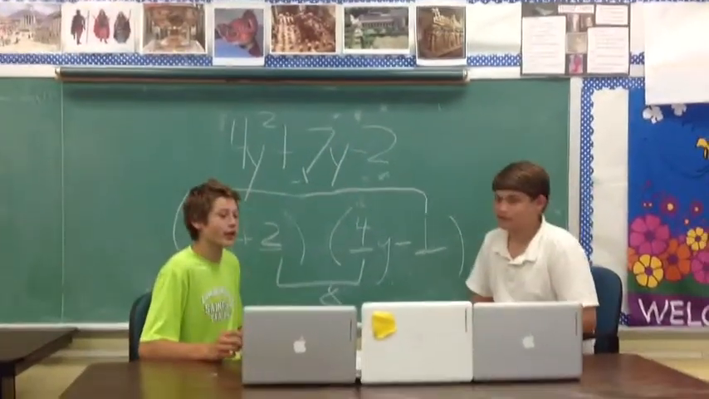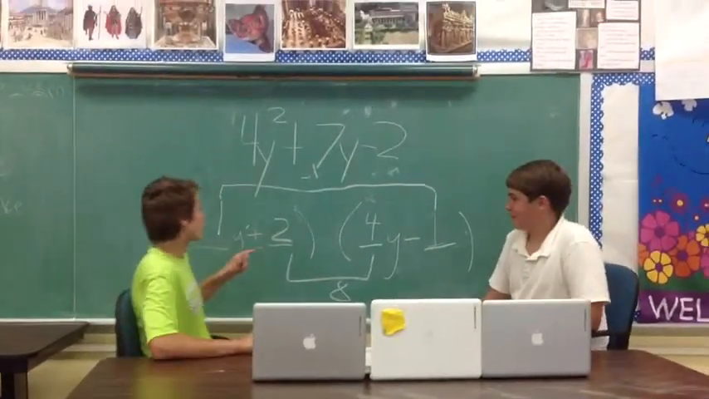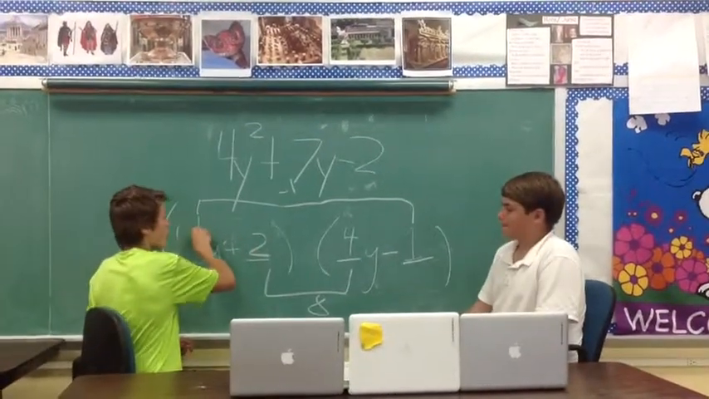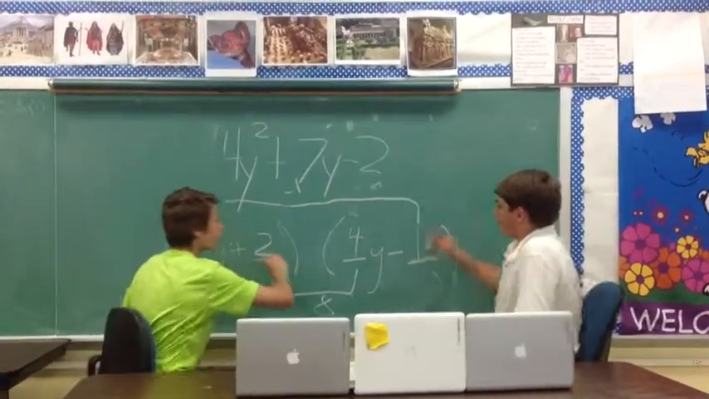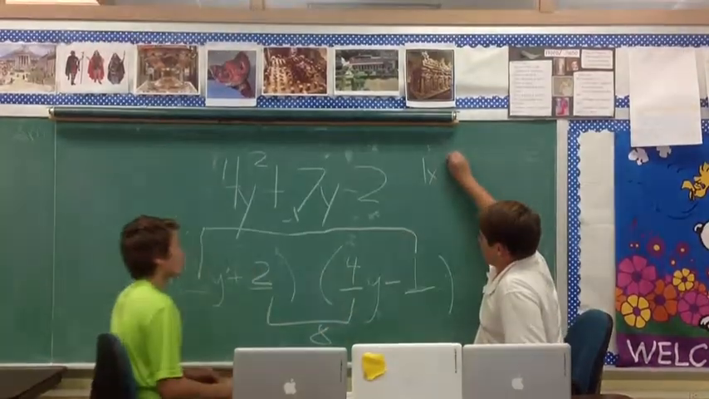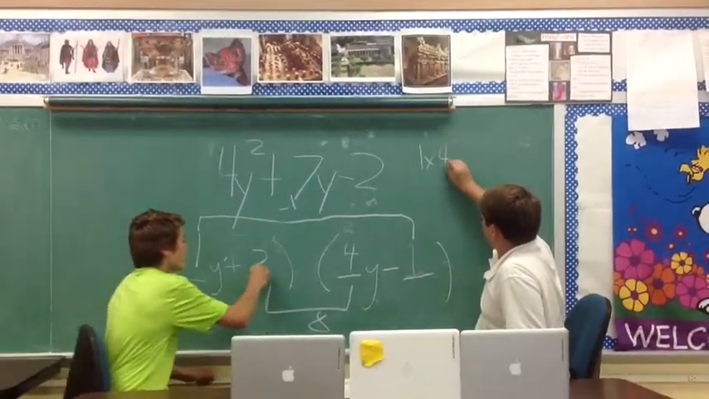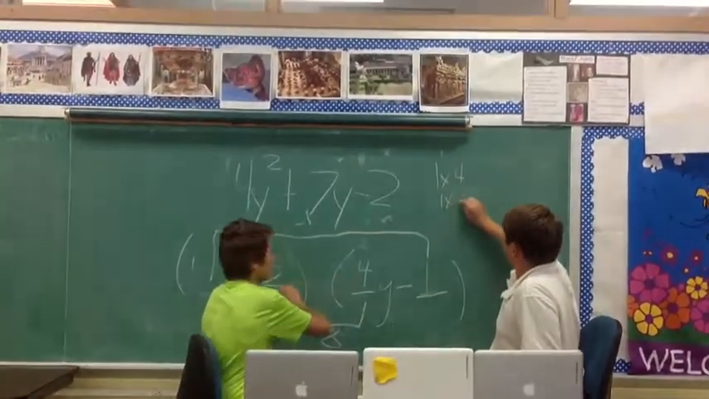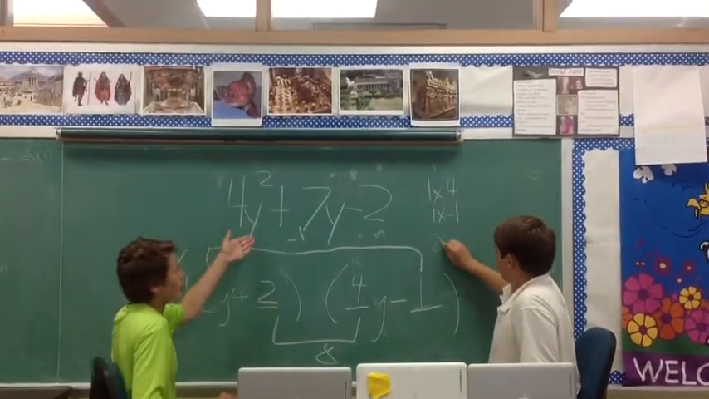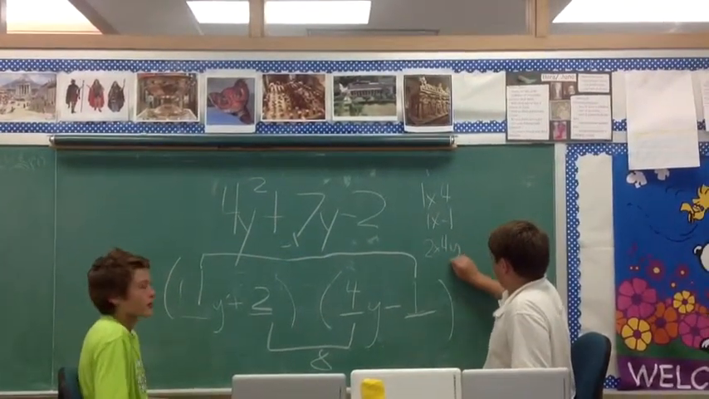Now, to really check your answer, you want to do the FOIL method. To FOIL, you have to do 1y times 4y and 1y times negative 1. Then you have to do 2 times 4y and 2 times negative 1. And it should come out to the original if you have the right numbers in there.